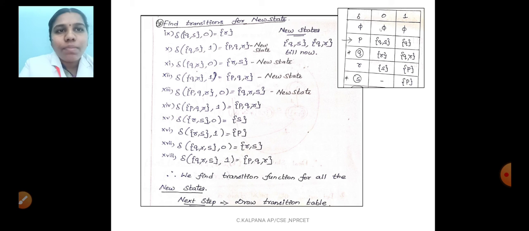Rs comma 1, p is the answer. Qrs comma 0, r comma s, qrs comma 1 is pqr. So far we have found the new states, that is qs, qr, pqr, r comma s, pqr and qrs. So these are the new states. Now draw the transition table and transition diagram for these new states. At last we get a DFA format.